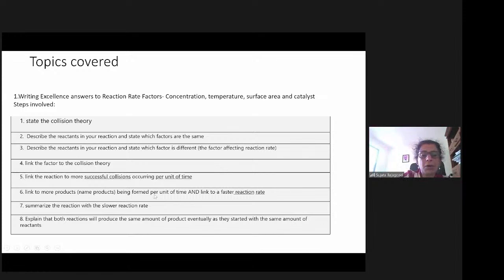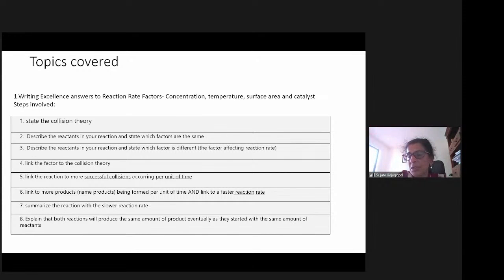So you need to talk about it. And if you have been given two graphs, you need to compare and contrast, but remember that for both graphs, whether one is at a higher temperature and the other at a lower temperature, the end amount of product would be the same, only because that's the only amount available and they have all come out the same.